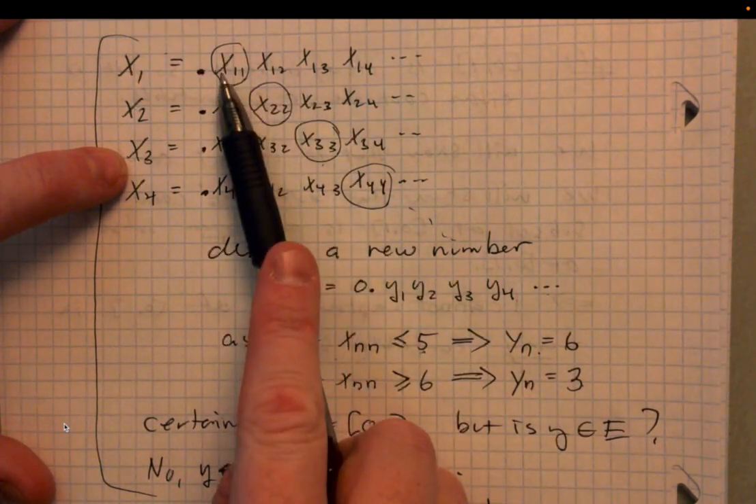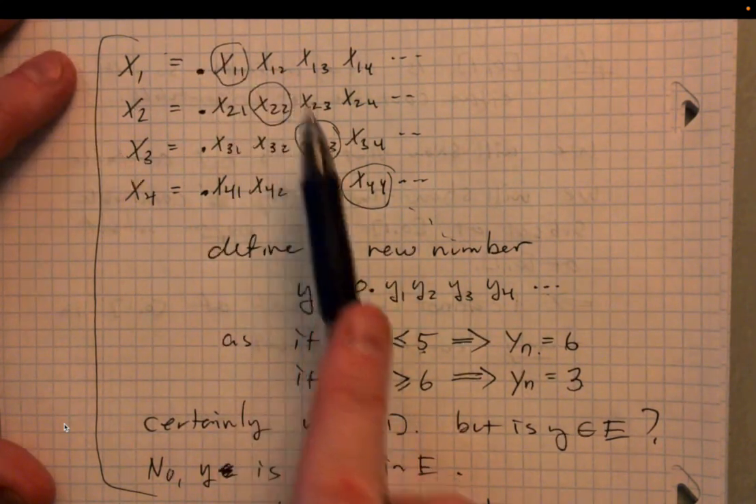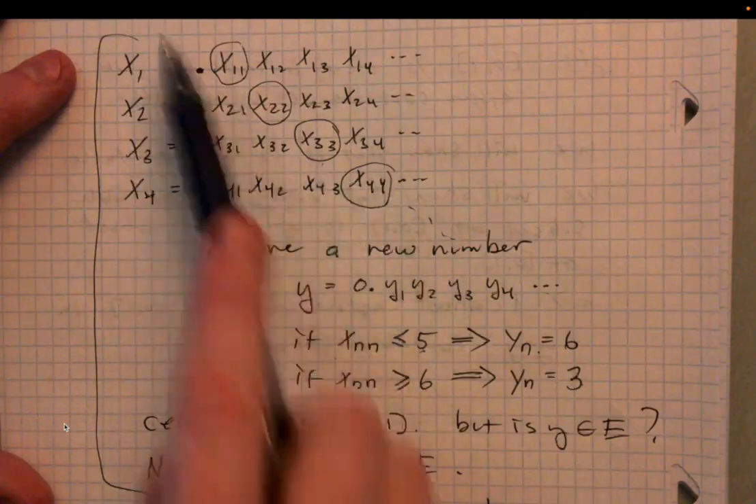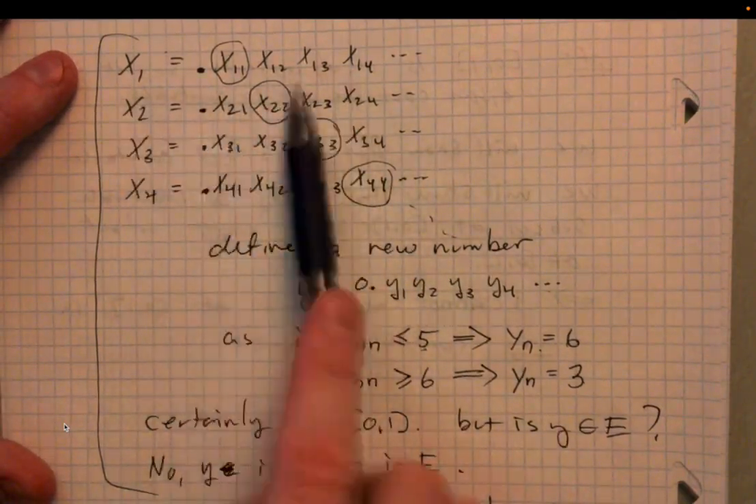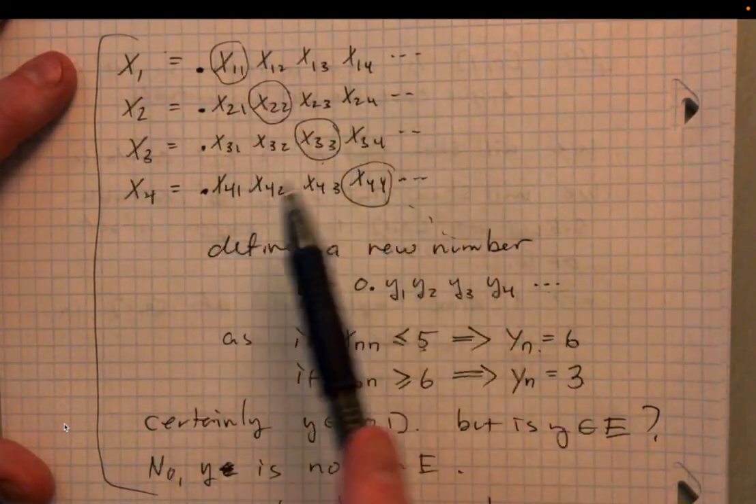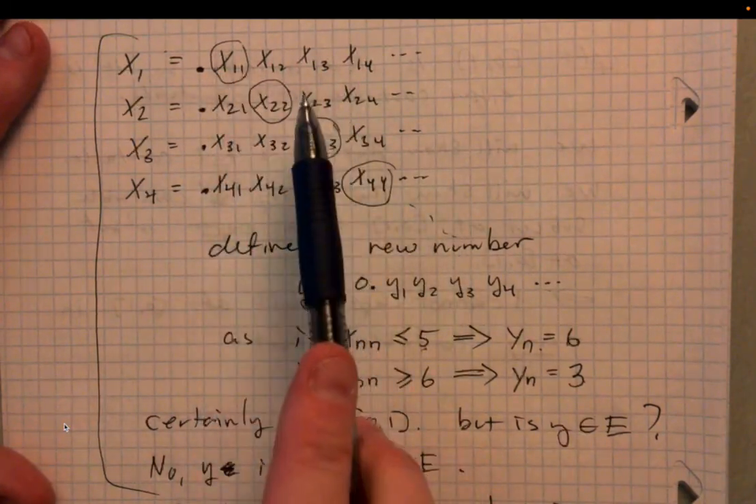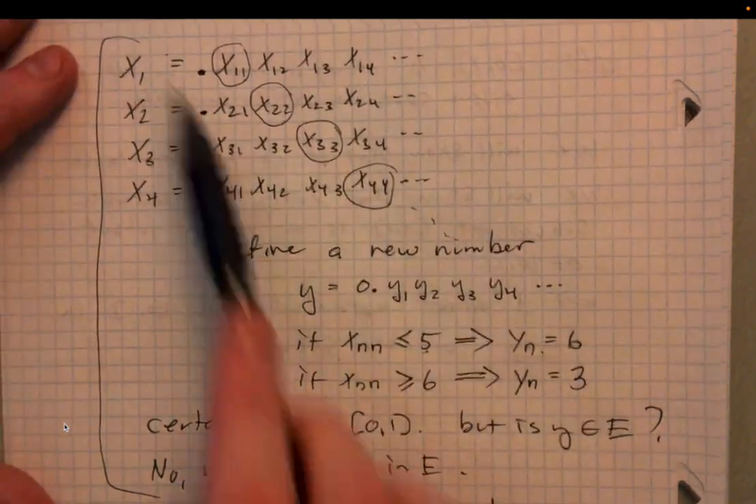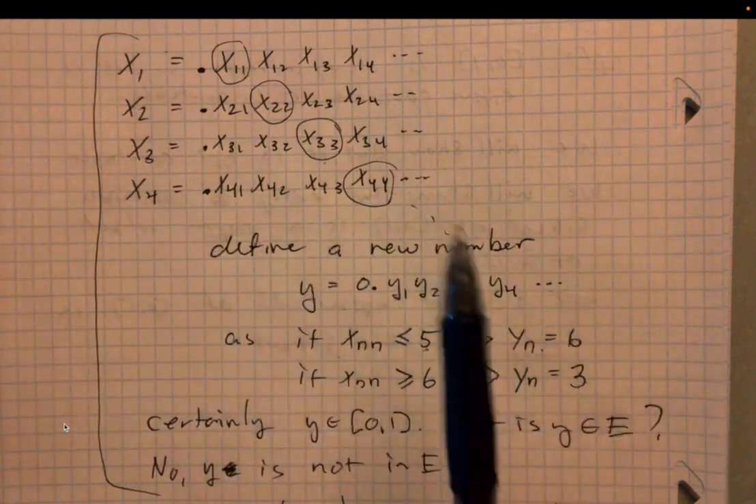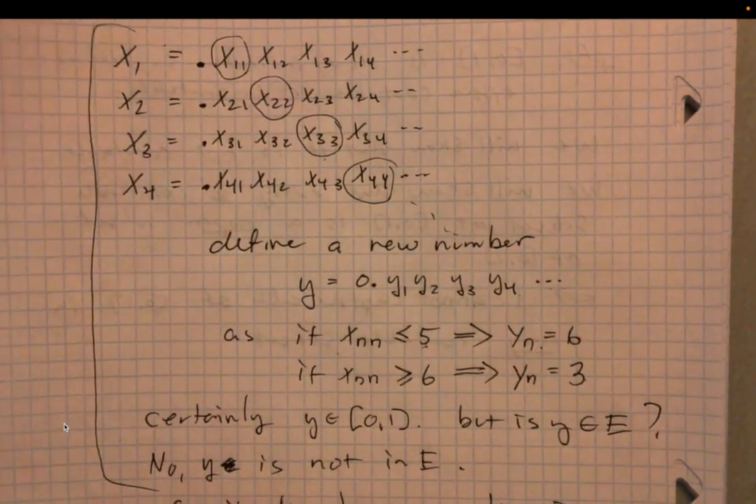The first digit is different from x1, the second digit is different from x2, the third digit is different from x3. And so in order for it to be equal to any one of these numbers, it has to have all of the digits the same. And we've just guaranteed that it has at least one digit out of place for every number in this infinite list of numbers. Okay?